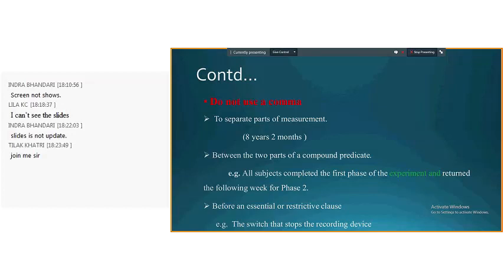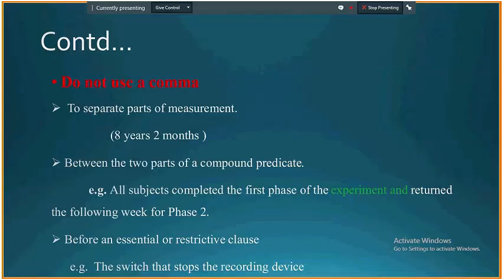In this slide, Ratna sir has made this slide, and this slide says do not use a comma. In which cases should we not use a comma? The first bullet is two separate parts of measurement, for example 8 years, 2 months. Between these two, we should not use a comma. Similarly, the second bullet is between the two parts of a compound predicate, as for example, all subjects completed the first phase of the experiment and returned the following week for phase two. And the third bullet is before an essential or restrictive clause, for example, the switch that stopped the recording device.